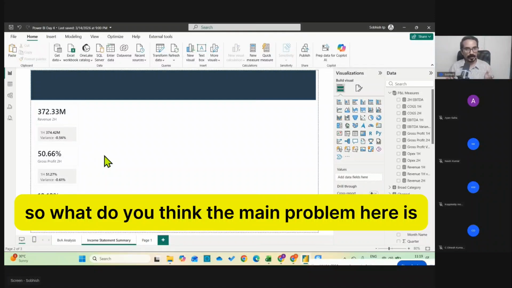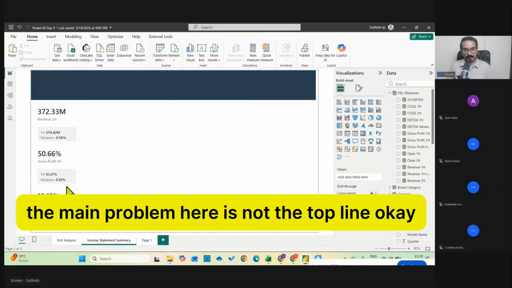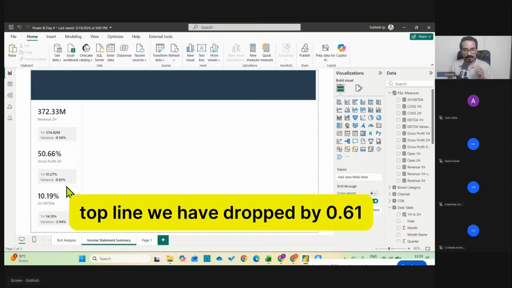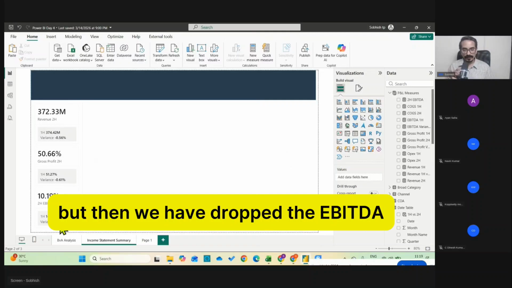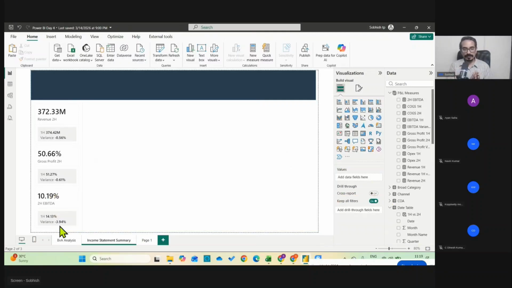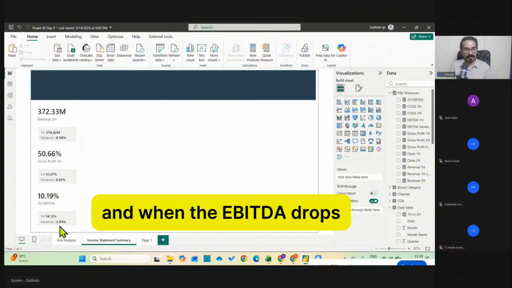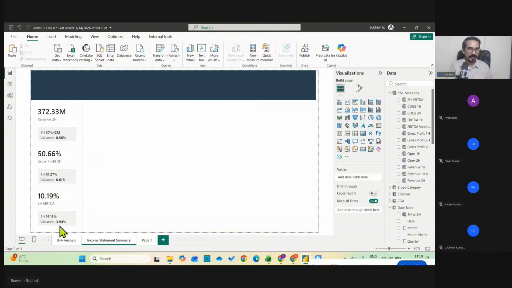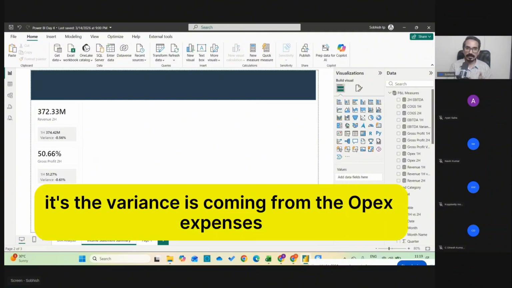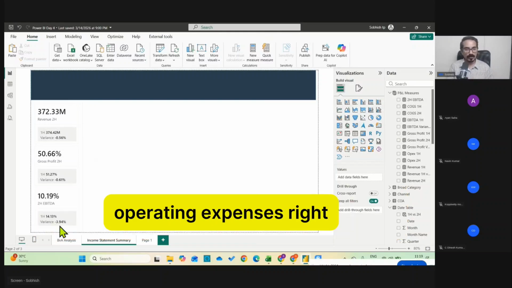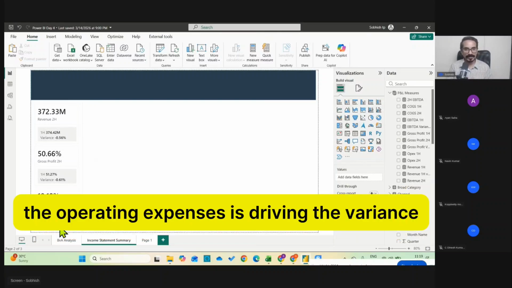So what do you think the main problem here is? The main problem here is not the top line. Okay, top line we have dropped by 0.61, but then we have dropped the EBITDA by a significant margin. And when the EBITDA drops, the variance is coming from the OPEX expenses, operating expenses, right? The operating expense is driving the variance.